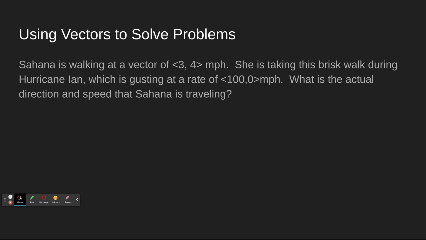Okay, so how do we use this? Well, this is where you start to see that if we just break things up into their components, most things in science are just a combination of forces. And all we want to do is add their parts that are parallel or like each other. So this is a classic example of applying this to a physics problem. So what's going on here? Sahana is walking at a vector of 3, 4. So that means she goes right 3 and up 4 in this direction.